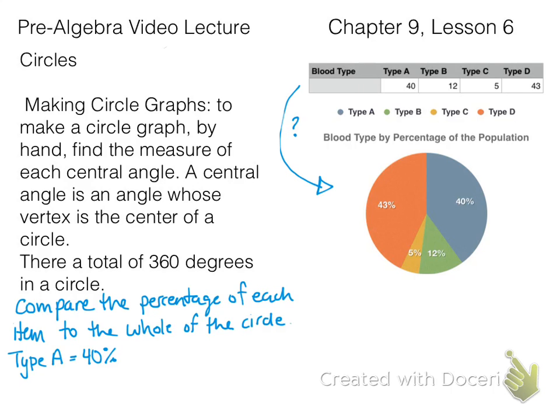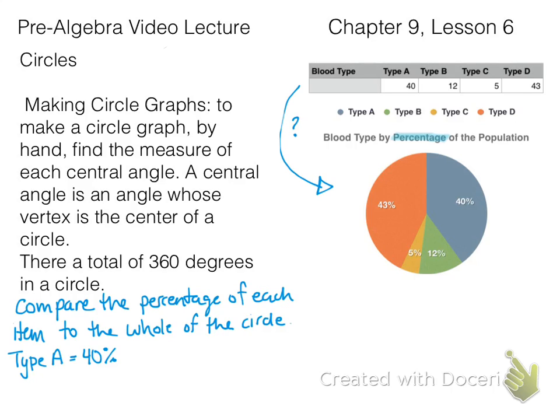All right? So we need to compare the percentages of each item to the whole of the circle. Now, since we're using percentages, basically everything's compared to 100 up here, and we say a percentage is out of 100%. And we also know that if we add up all the percentages, we're going to get 100%. 40 plus 43 plus 5 plus 12 is 100%. All right? When you're dealing with circle graphs, you need to make sure that you have the total going on. So you actually need to know what the percentage is and what the 100% is. So if 40% is type A, we need to figure out how many degrees 40% of 360 is.